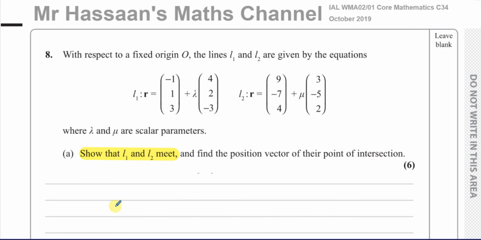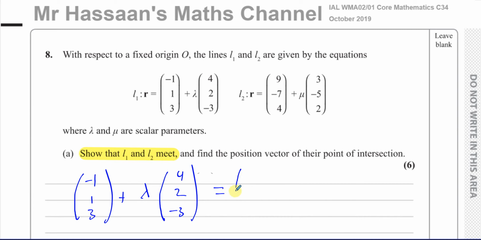Well, we know that there's going to be a value of lambda and a value of mu that takes us from O to the same point. So there will be a value of lambda and mu for which these two have to be equal to each other. So we have (-1, 1, 3) plus lambda times (4, 2, -3) must be equal to, at some point, (9, -7, 4) plus mu times (3, -5, 2).